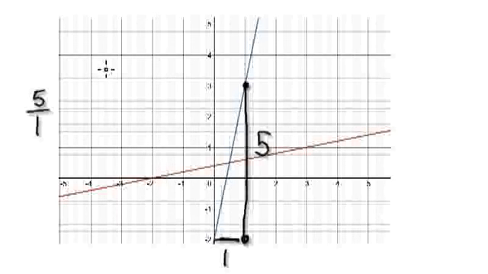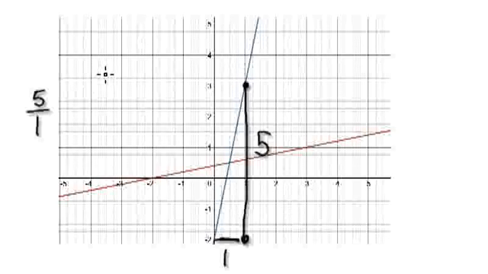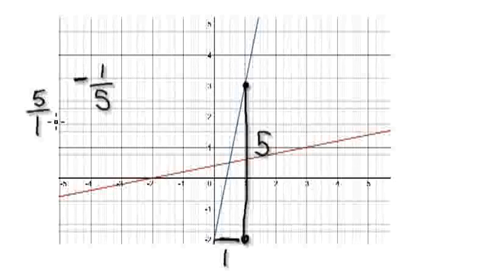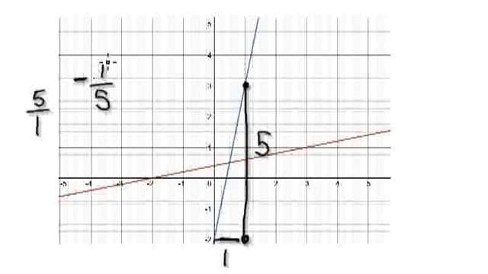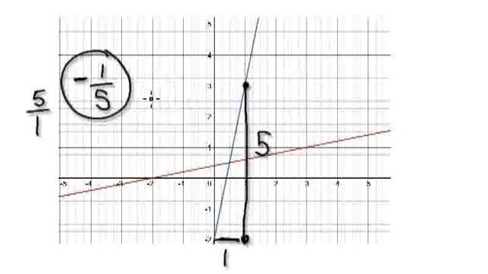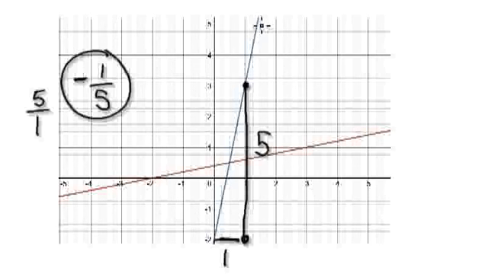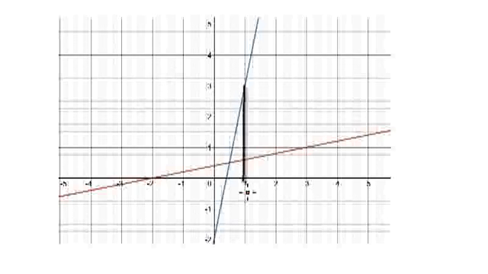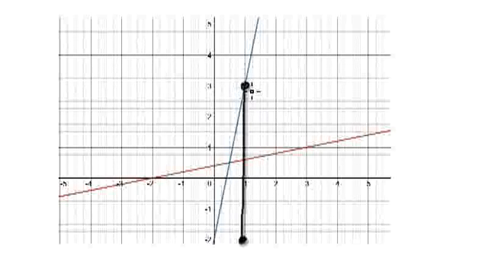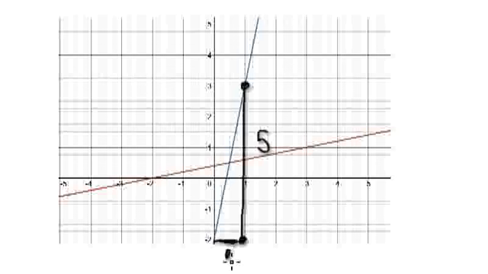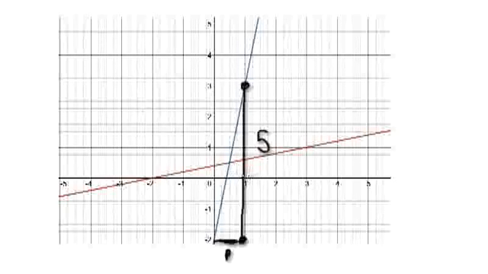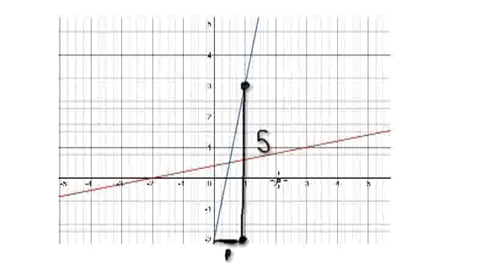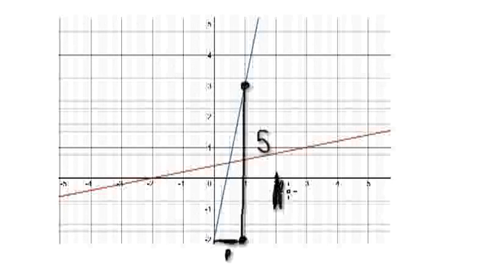Now if you draw a line with a gradient of the reciprocal of this, 1 over 5, but then have it going downhill, so the negative version of the reciprocal, then this new line here will be at 90 degrees. It will be perpendicular to your original line. So for example, at the moment the height here is 5 and the across is 1. Now if you draw a line that is negative 1 over 5, it will mean the up and down here is 1.